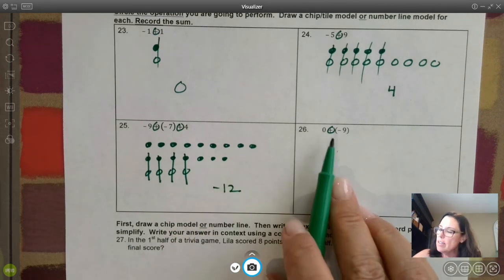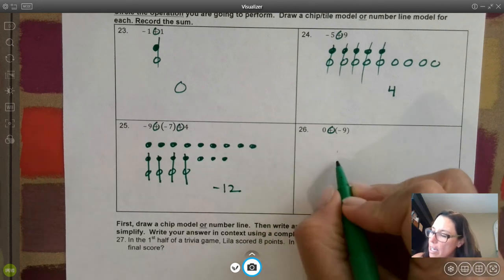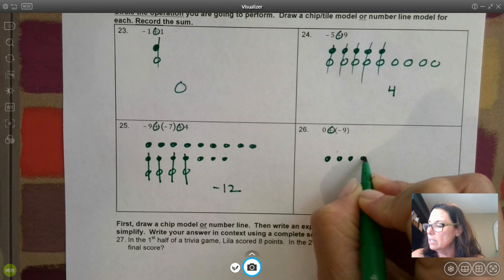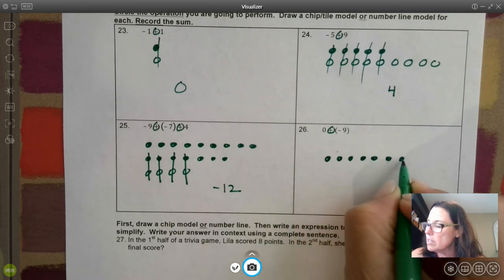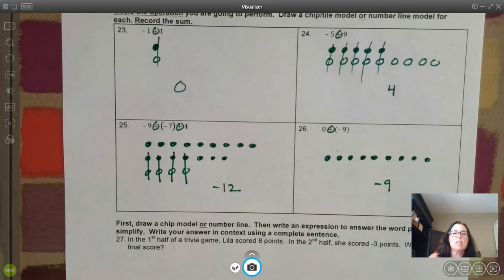Okay. All right. Now this guy, put in nothing and then add in another -9. So I'm putting in nothing and then I'm putting in 9 negatives. 1, 2, 3, 4, 5, 6, 7, 8, 9. And my answer is 9 negatives. Okay. A couple more.